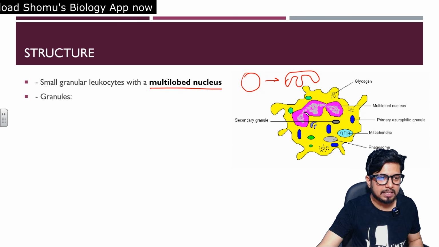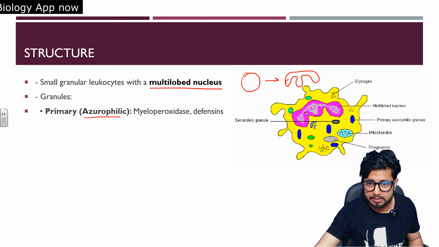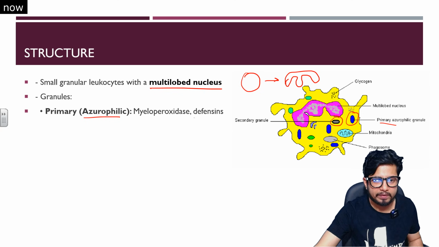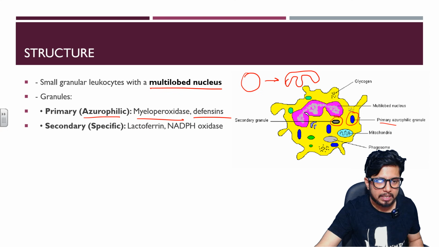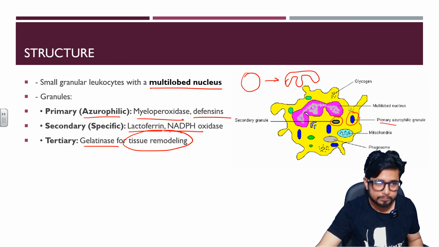Next are the granules. They are filled with granules. They have primary granules, known as azurophilic granules. Here you can see the primary granules in blue, and secondary granules are shown in gray. The primary granules have defensins and myeloperoxidase inside of them. Secondary granules have lactoferrin and NADPH oxidase enzymes inside of them. So they have two categories of granules. Then there are also tertiary granules, with gelatinase for the tissue remodeling purpose, which they can also do.